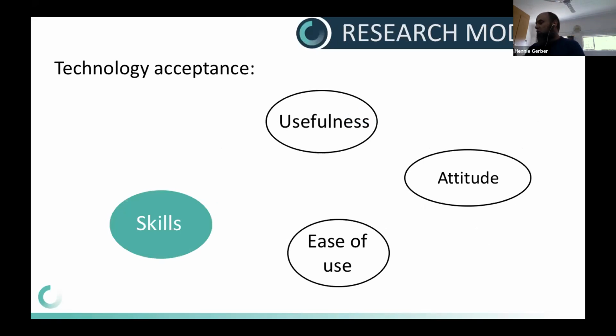Let us just look at a model that we will use for this presentation. We will look at the technology acceptance model, a very simple model. This will come from your theory. You'll see there's usefulness, there's ease of use, there's skills and attitude.